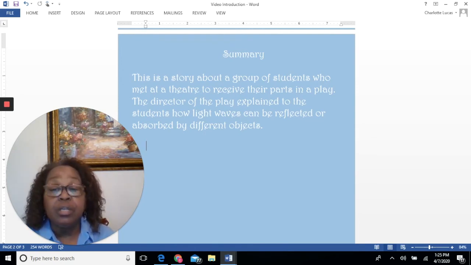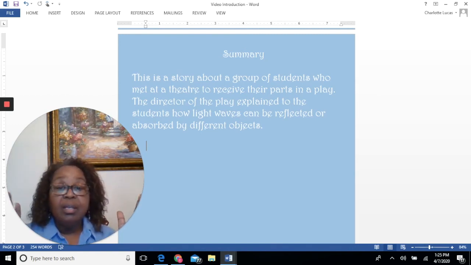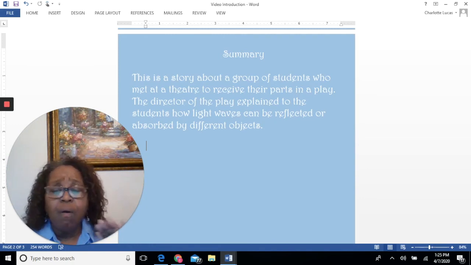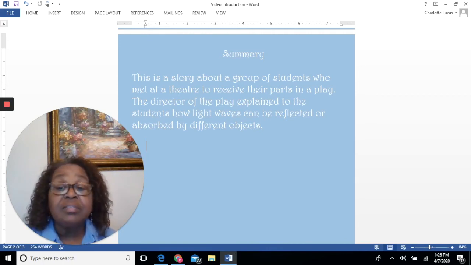So a summary could be something like this. This is a story about a group of students who met at a theater to receive their parts in a play. The director of the play explained to the students how light waves can be reflected or absorbed by different objects. That's all I'm going to say. That's a summary. I didn't tell you all about Dale and all about Mrs. Thomas, all the things that happened and everything that she said. No, I gave you a quick summary of what happened in the story.